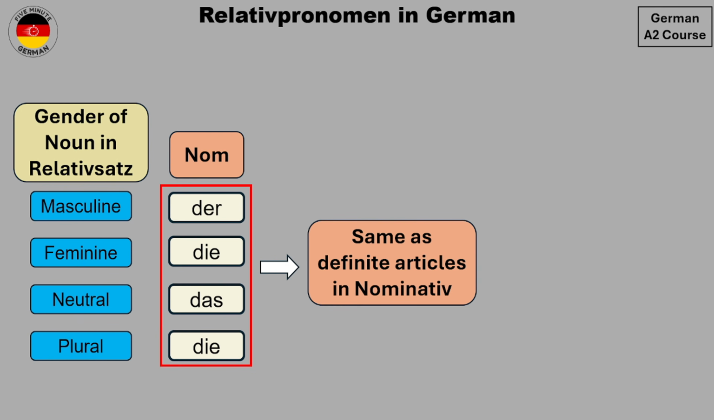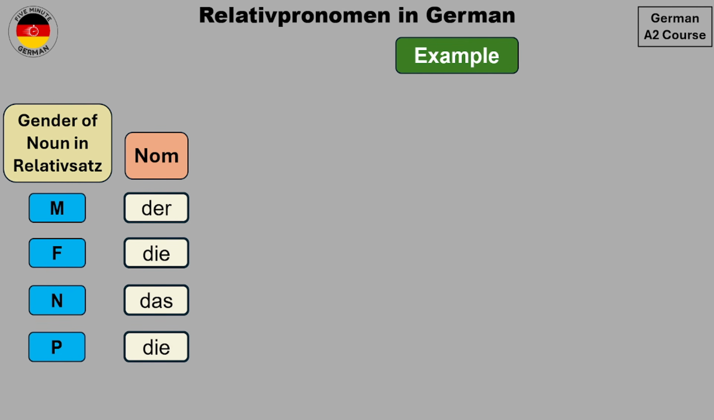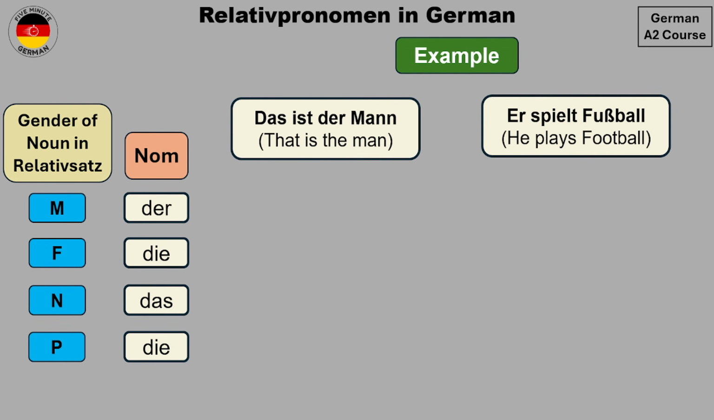So there is no difference. Now let's see how we can use these relative pronouns in sentences with some examples. So we have the example, "Das ist der Mann, er spielt Fußball." That is the man, he plays football. So this is the same example that we saw earlier, but this time in German.